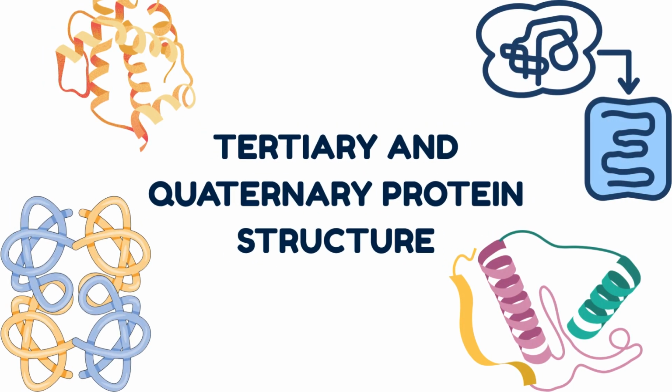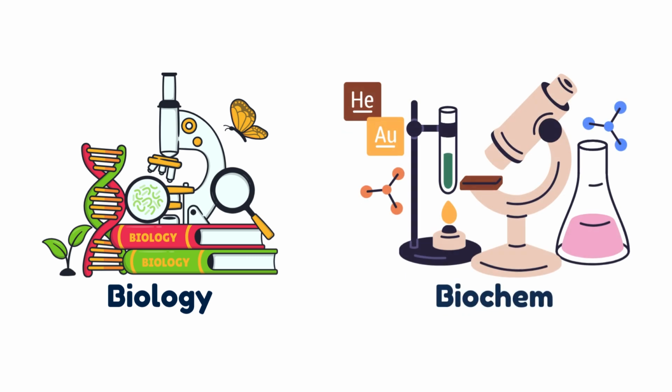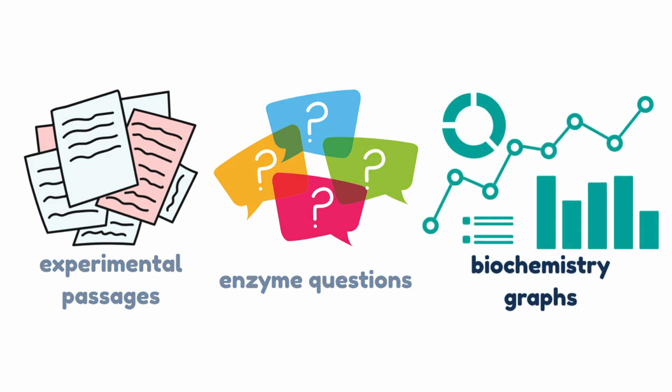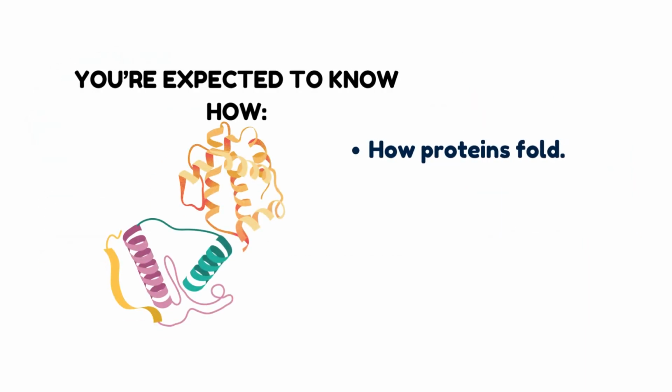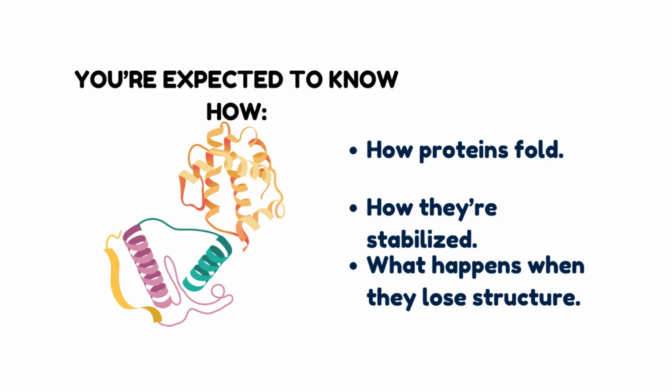Tertiary and quaternary protein structure are core concepts in the biology and biochem section of the MCAT. These topics show up in experimental passages, enzyme questions, and biochemistry graphs. You're expected to know how proteins fold, how they're stabilized, and what happens when they lose structure. Let's break this down so you can recognize these concepts instantly on test day.